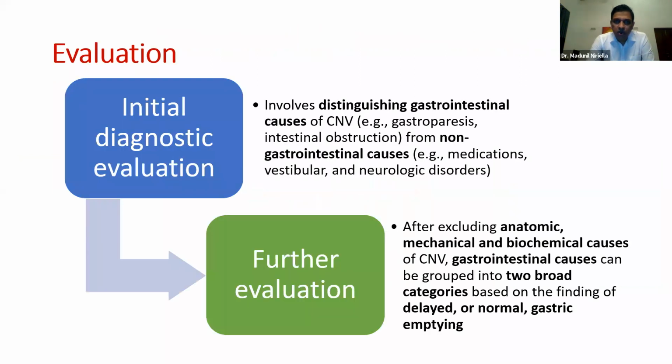In the evaluation of chronic nausea and vomiting, the initial diagnostic evaluation should involve distinguishing GI causes of chronic nausea and vomiting from the non-GI causes. So that is the first step in the initial diagnostic evaluation. And further evaluation includes, after excluding anatomic, mechanical, and biochemical causes of chronic nausea and vomiting, these GI causes can be broadly divided according to whether the gastric emptying is normal or whether the gastric emptying is delayed.